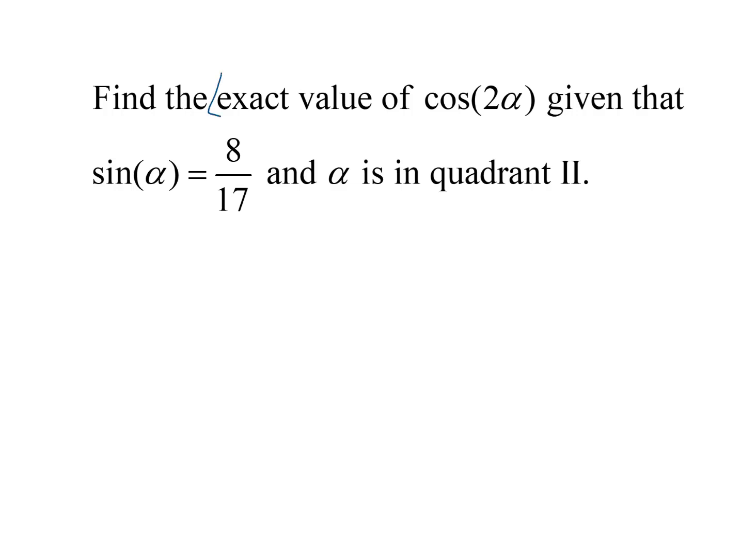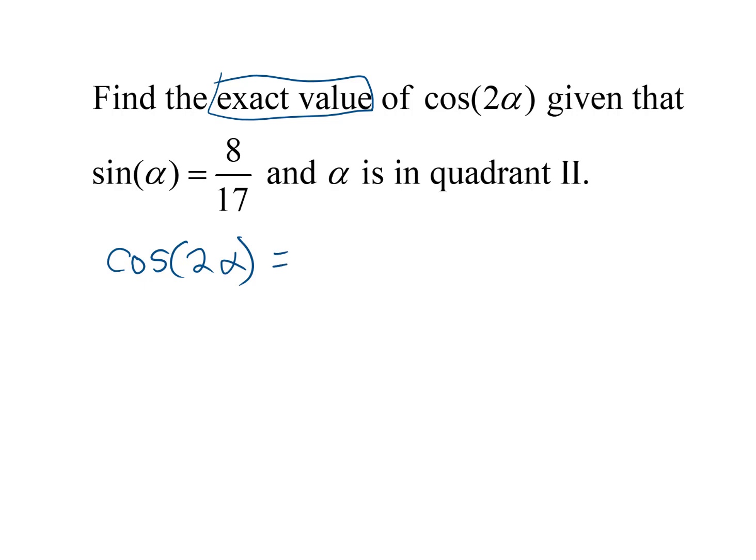We want to find the exact value, so no calculator, of cosine 2 alpha, given that sine alpha is 8/17 and alpha is in quadrant 2. Well, in order to find exact, we're going to be needing to use an identity. So let's think about the double angle formula for cosine 2 alpha.